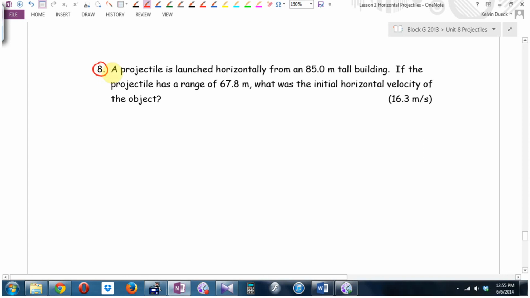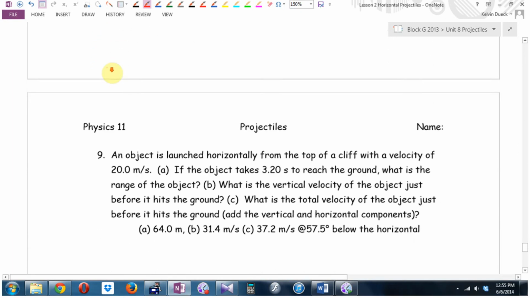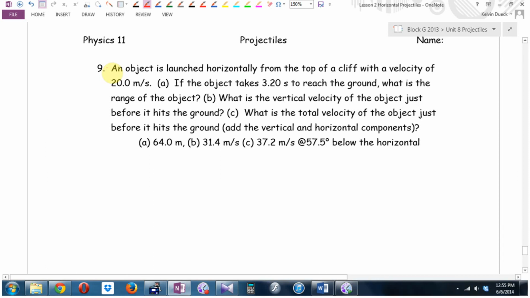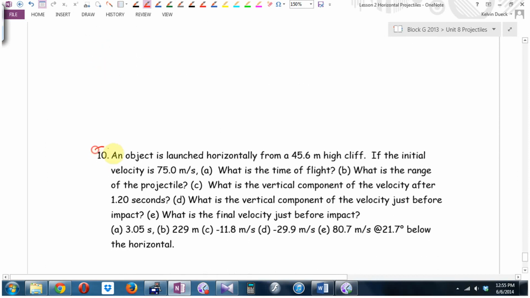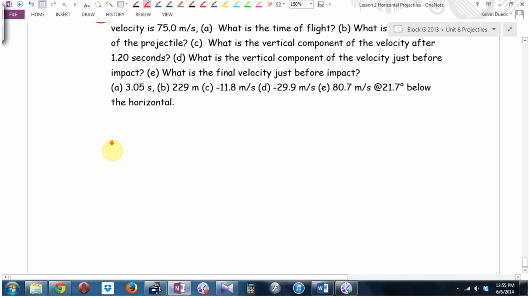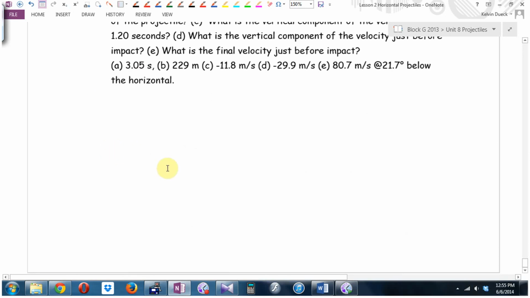Ooh, what's 8 asking me to find? Vx. Haven't done one like that. See if you can figure it out. Otherwise, I'll talk about that next class. And then number 9 is what we ended with. I like this question. And I think you need practice. Number 10 as well. Okay, so everything. You got 20 minutes, 10 questions. Probably actually can get it all done in class, although not many of you handed in the lesson one homework. Hand in the lesson one homework, please, too.